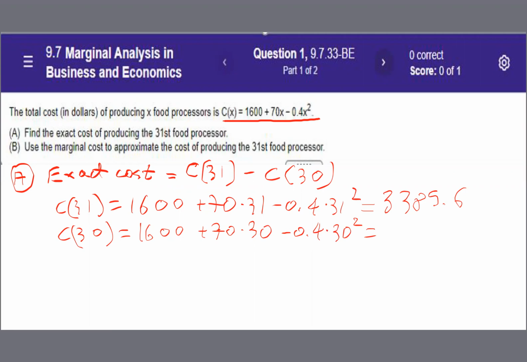So I'm plugging in 30 for x. Okay, so 1600.